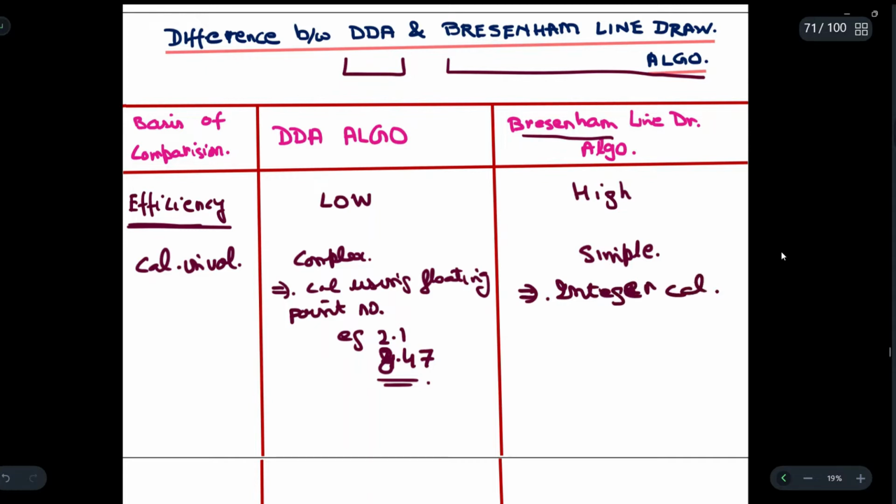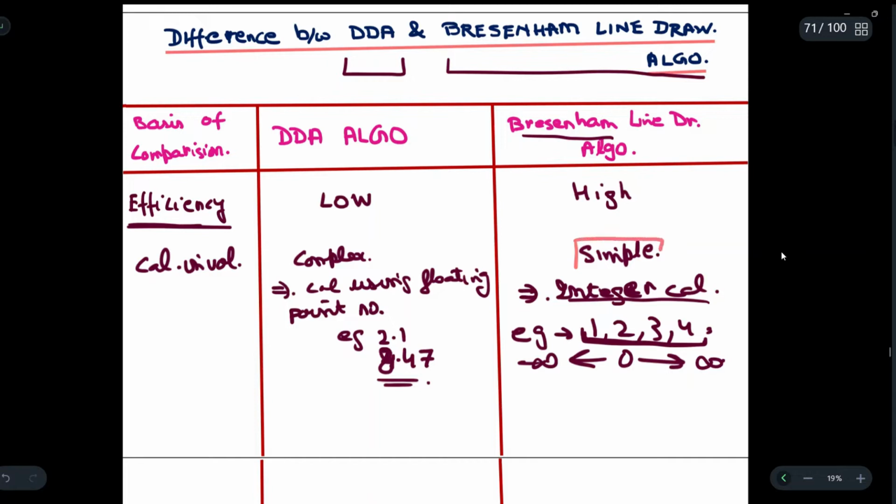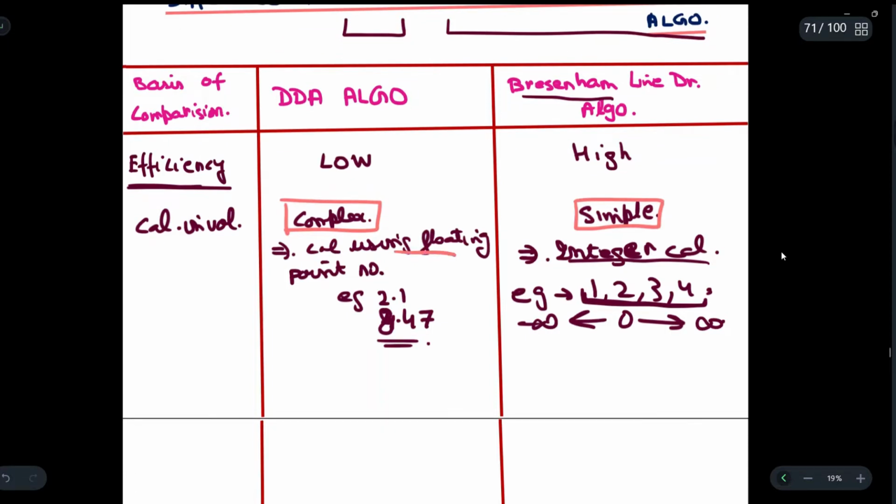Now, for example, what are integers? You must know that 1, 2, 3, 4, and from 0 to infinity and from 0 to minus infinity, all are integers and there should be no decimal in them. That is, there should be whole values with no decimal point in them. So these are the integer calculations which are done in Bresenham line drawing algorithm. That is why the Bresenham line drawing algorithm is much simpler as compared to the DDA line drawing algorithm, as there are no floating point calculations.